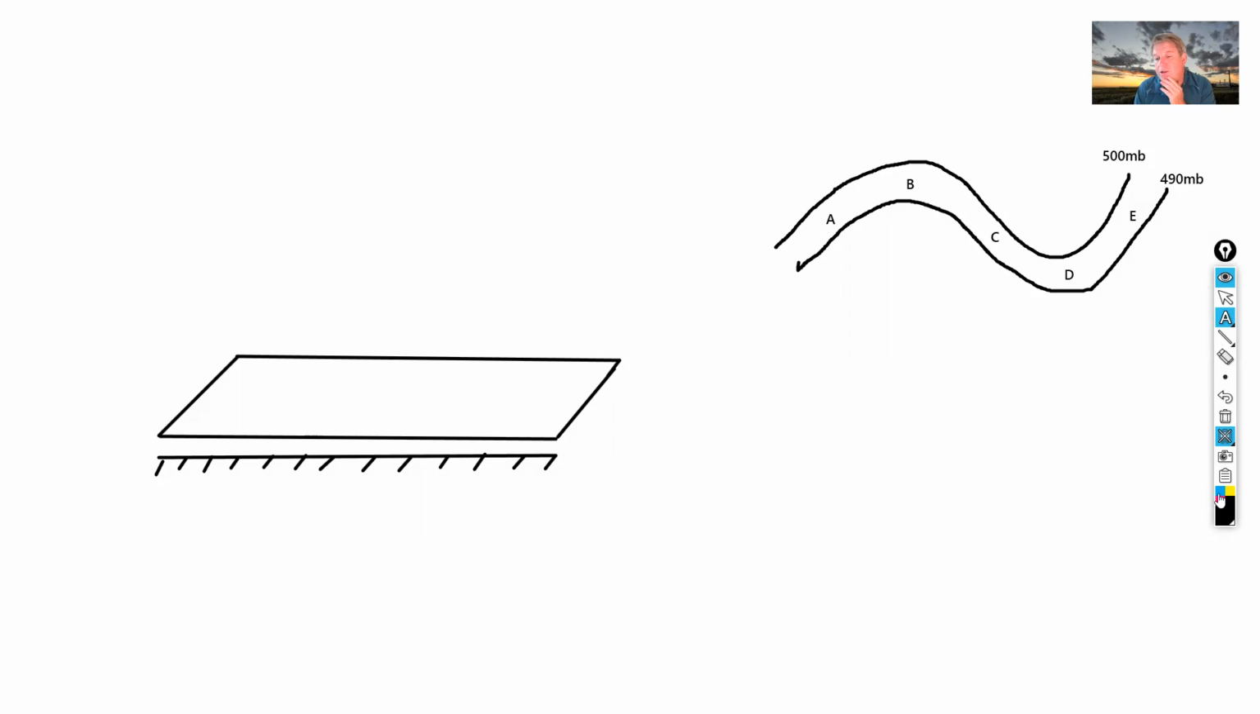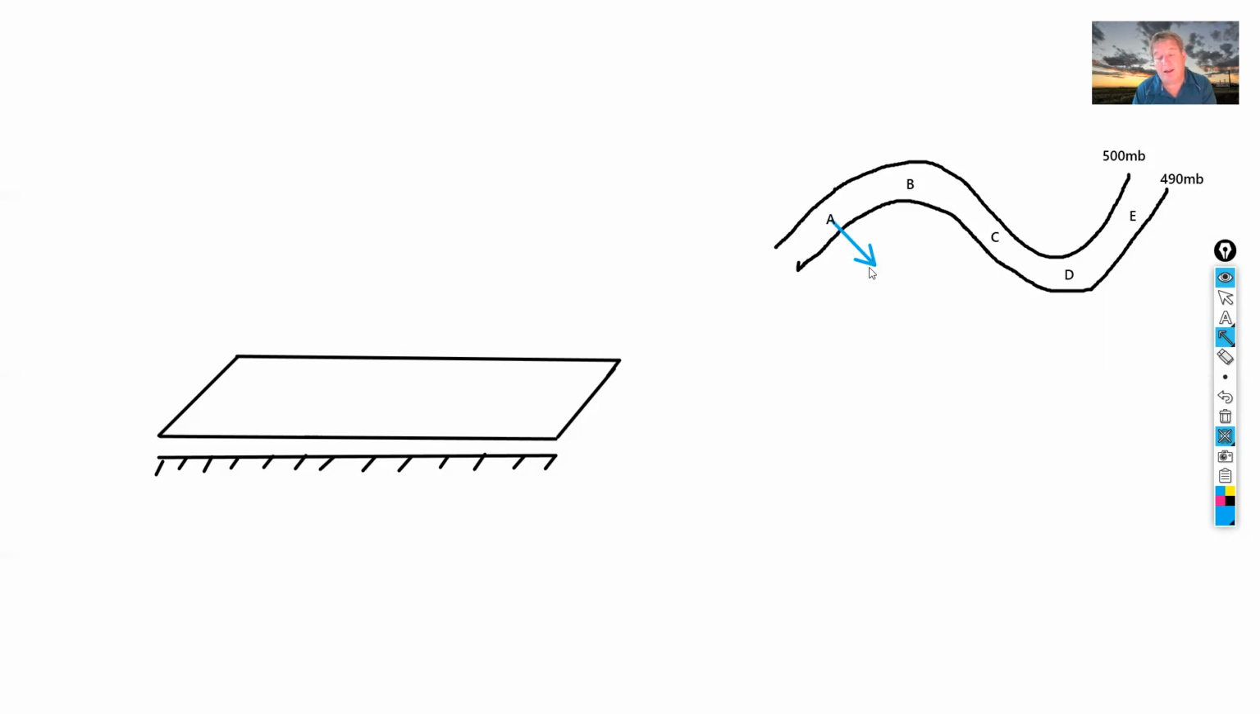Now, I'm hoping that you say that the first thing that you think about doing is drawing the arrow that represents the pressure gradient force. And remember, it should be this way. Did you get that? I want you to see these isobars. This is 500 millibars. This is 490. So there's a pressure gradient here of 10 millibars. And it is going from high to low pressure, perpendicular to the isobar.